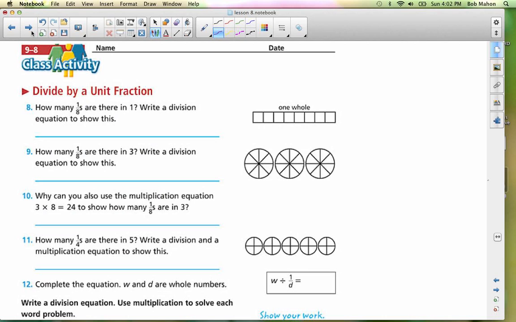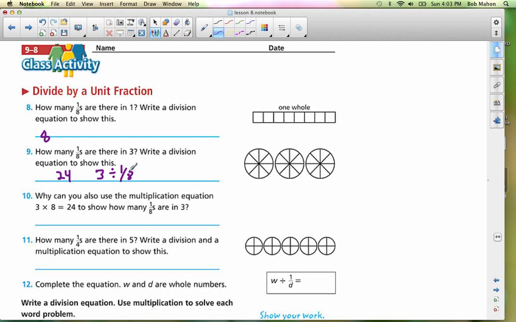How many eighths are there in one whole? Well, there would be 8 eighths in one whole, right? Because 1 divided by 1/8 is 8 eighths. If I counted out these eighths, there would be 8 eighths. So how many eighths are there in 3 wholes? Again, you could count out each of these, but it's 24 because 8 times 3 equals 24. But if it wants a division one, you would say 3 divided by 1/8. Right, there's my division problem.